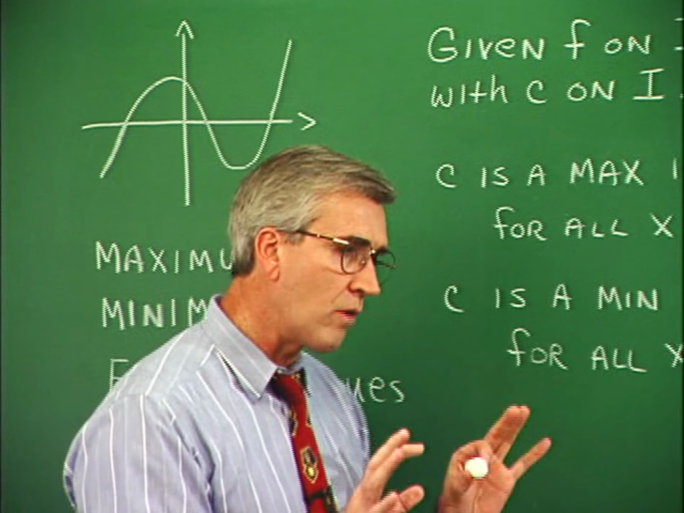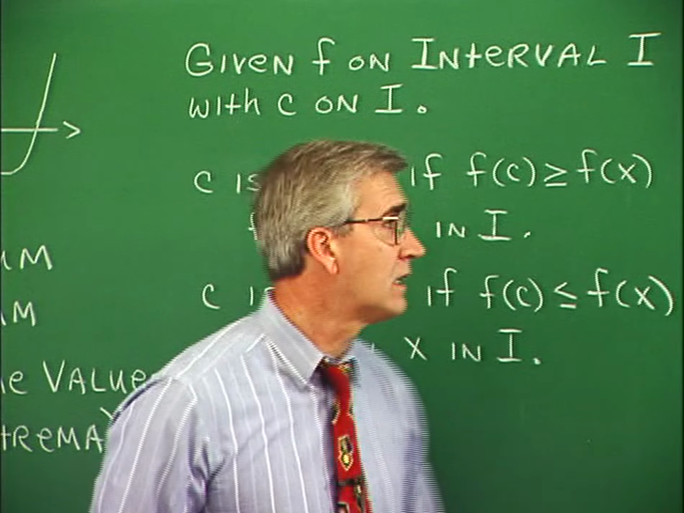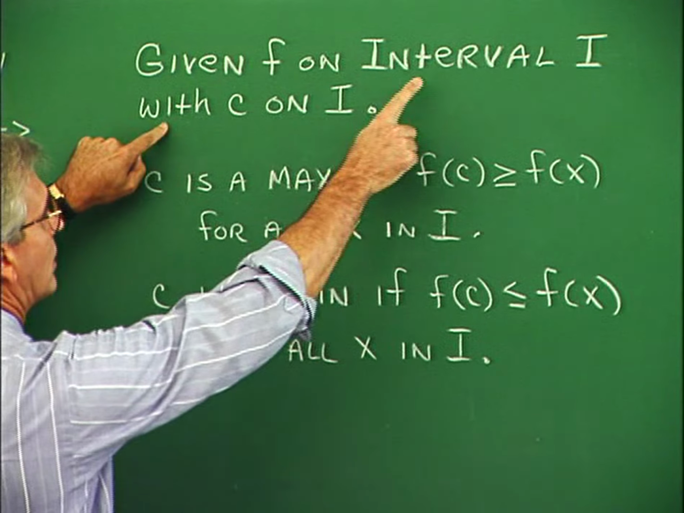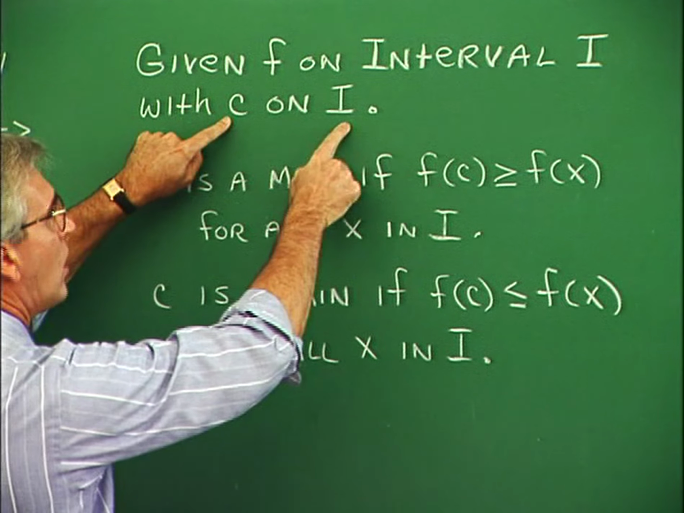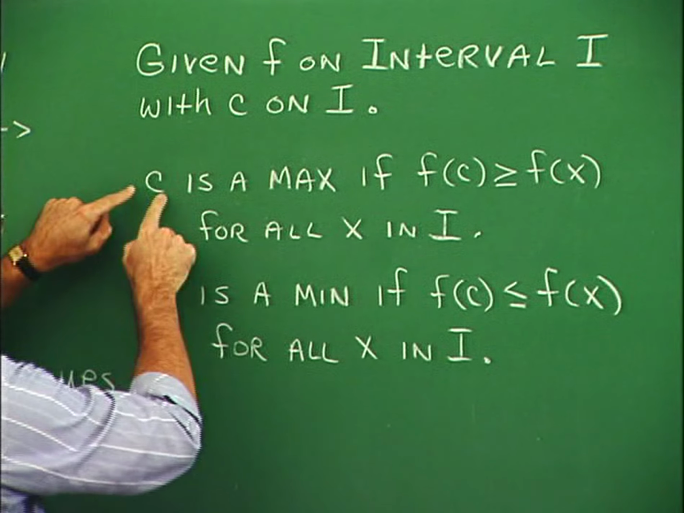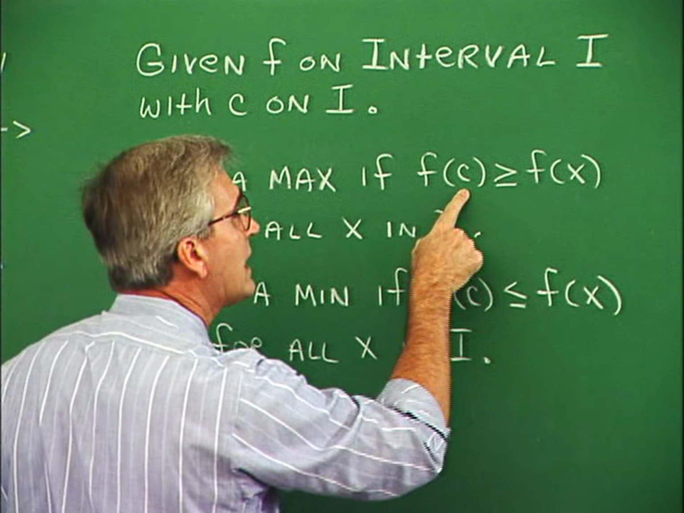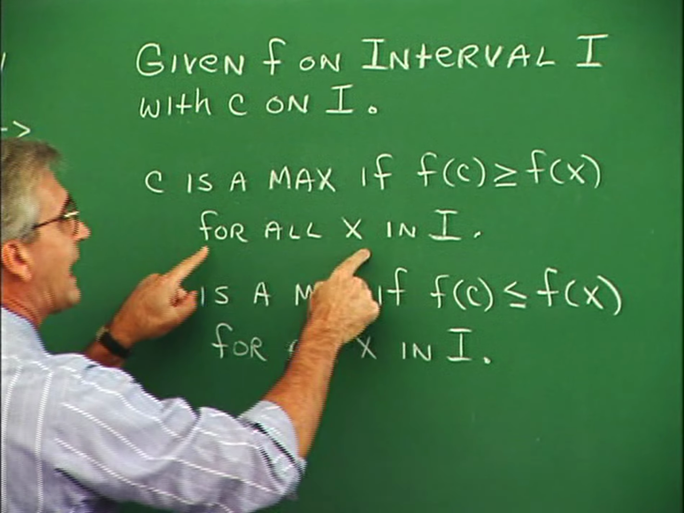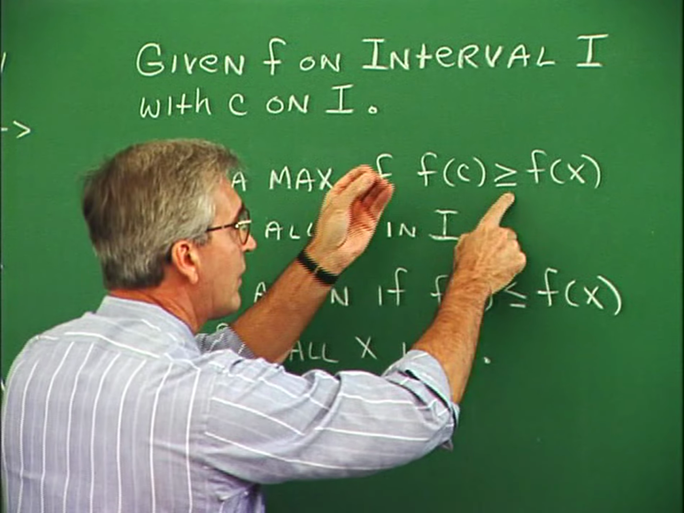Now, a kind of a formal way of describing maximum and minimum would be like this. Let's suppose that we're given a function f on an interval I, and C is a point on that interval I. Then C is a maximum if f of C is greater than or equal to f of x for all x in that interval. You see, if f of C is greater than or equal to f of x.